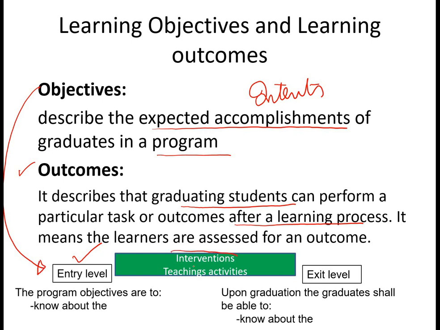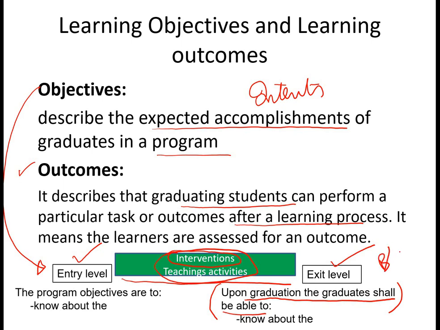Then there are certain interventions and you are taught through different modes of information transfer, like PBL, team-based learning, task-based learning, and self-directed learning. After a particular period of time you are at the exit level. This is a model for a particular program. Here we write the words, "Upon graduation the graduate shall be able to." Remember, this is called a blanket statement.